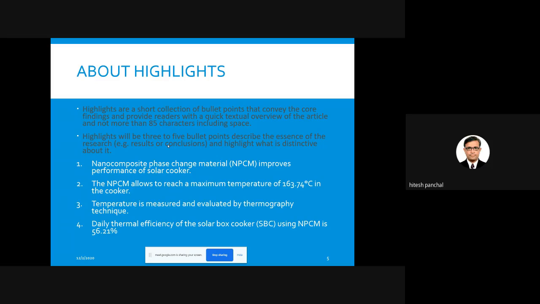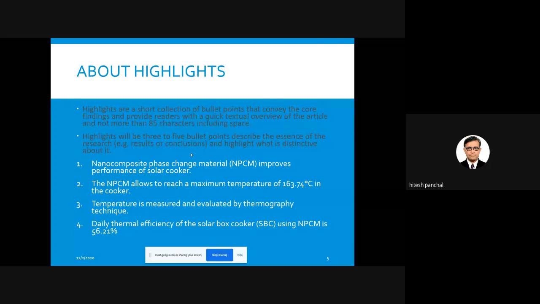Then temperature is measured by thermography technique, and based on the research, whatever the outcome, because here you can see the highlights must be shown by the results and conclusion. Highlights can be seen by the results and conclusion. So you can see here the thermal efficiency is improved by 56.21%. So whenever you will write the highlights, this point you should keep in mind. And one more thing, highlights must not have more than 85 characters.